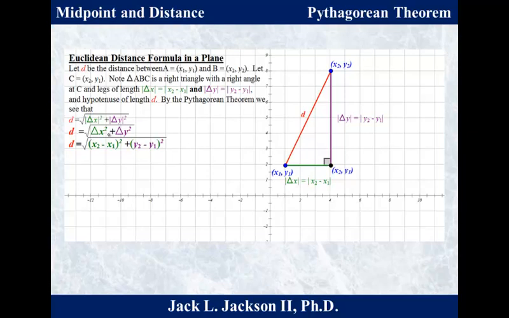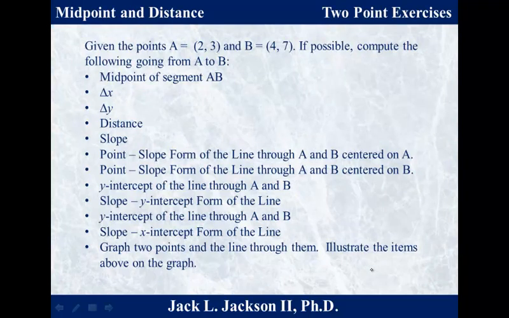Notice that there's no shortcuts here. You first have to subtract to find delta x and delta y, then square, then add, then square root. This square and square root, for example, don't cancel. So let's put these formulas now into practice, along with some practice of some earlier formulas that we've worked with.